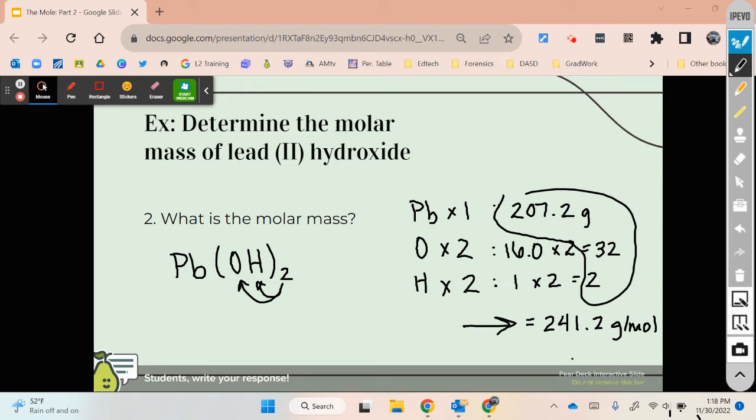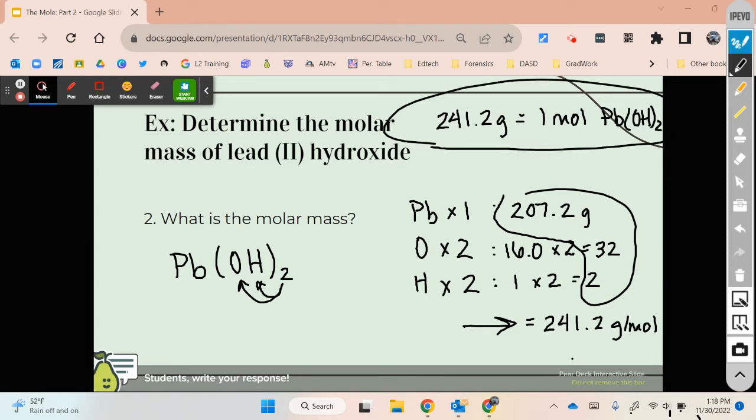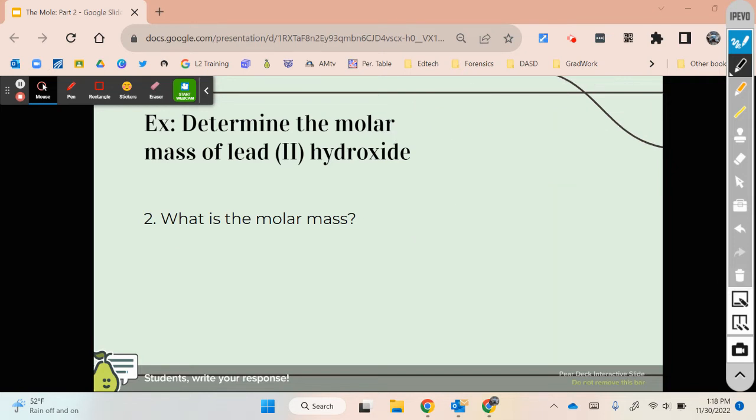So I know in this particular setup, I can write this a couple different ways. I know that there are 241.2 grams in 1 mole of Pb(OH)2. Okay, so you see how I can set this up as a conversion factor. So just like we use the atomic mass as a conversion factor, now we're using the molar mass as a conversion factor. So let's see how we actually apply this.